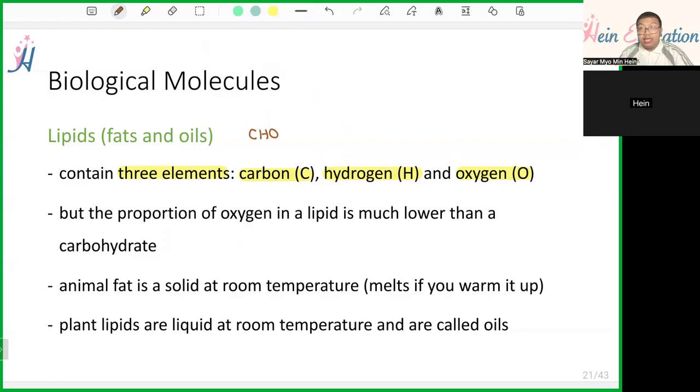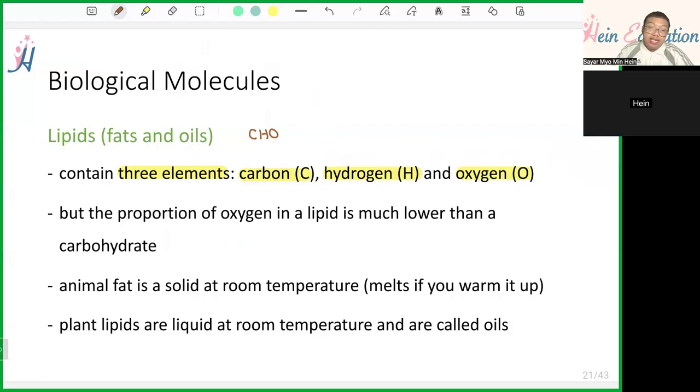Animal fat is solid at room temperature. So if it is, let's say, butter or margarine or cheese, they can be considered a fat because they are solid at room temperature. But for plant lipids, usually the oils, like sunflower seed oil or peanut oil, they are liquid at room temperature.